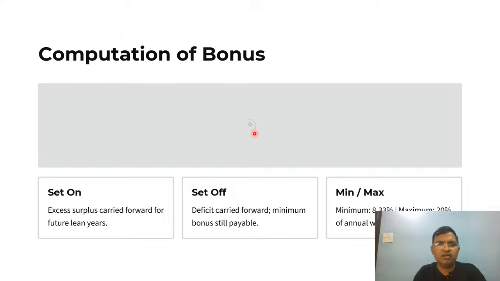Then computation of bonus: how the bonus is going to be calculated. Set on for excess surplus carried forward for the future, set off for deficit carried forward, and minimum bonus still payable. The minimum bonus should be 8.33% and the maximum 20% of annual wages. Remember this one, minimum and maximum.